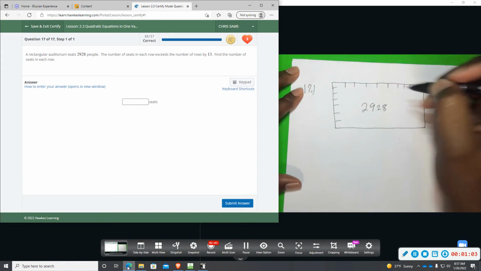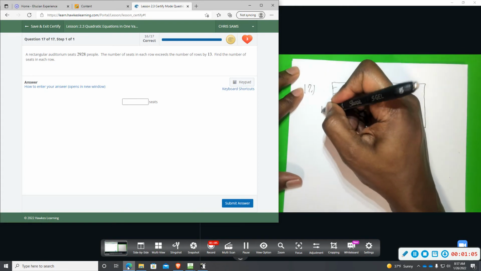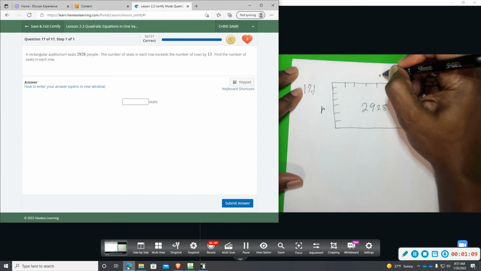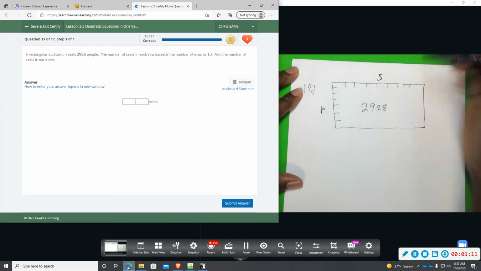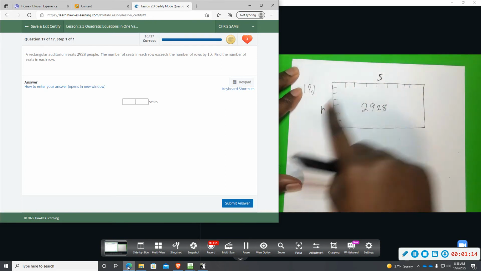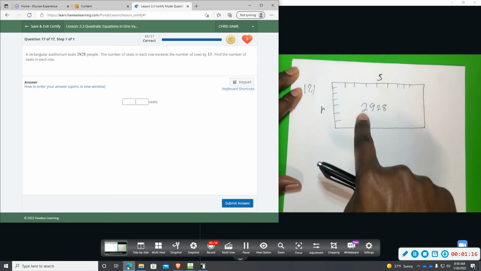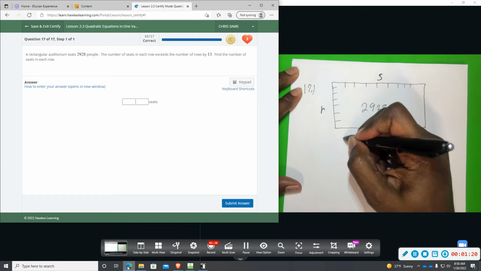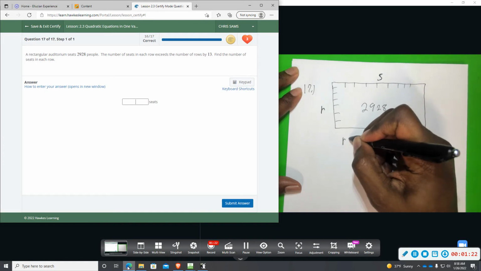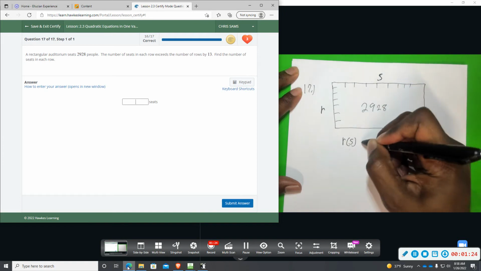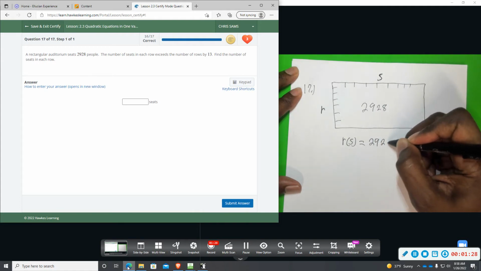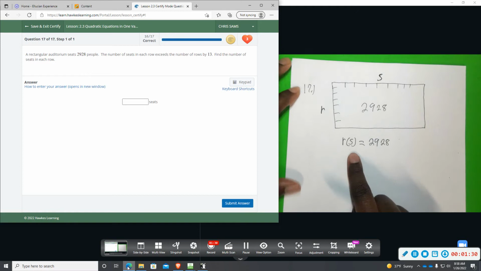The rows are going to be going across, so we're going to call this rows. We're going to call this seats. Okay, so the number of rows times the number of seats in each row gives us this. So this is just like an area formula. Number of rows times the number of seats in each row gives us 2,928.